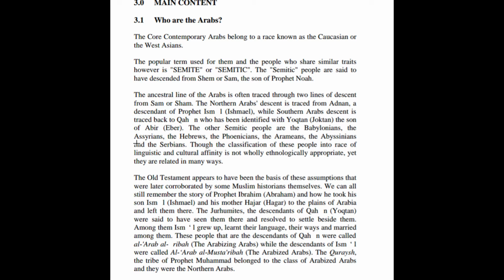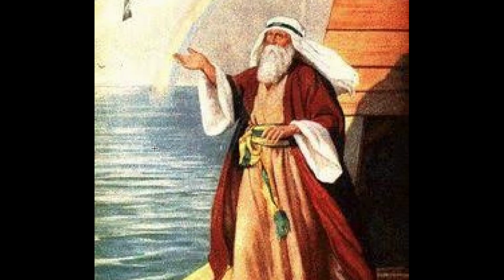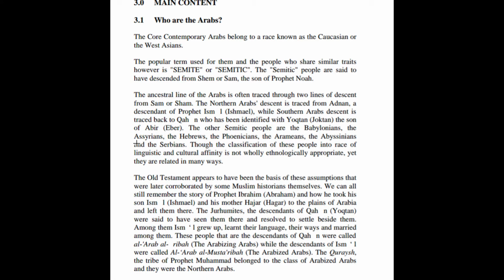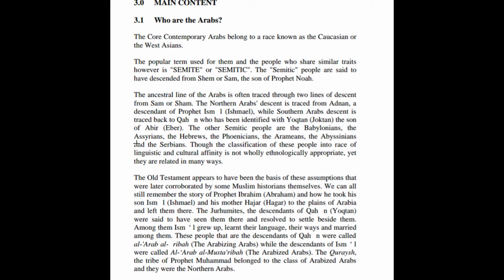The Semitic people are said to have descended from Shem or Sam, the son of Prophet Noah. The genealogy of the Arabs is often traced in two lines of descent from Shem, the son of Noah. The northern descendants are traced from Adnan, who is considered to be a descendant of Abraham through his son Ishmael. They are also known as the Adnanites. The southern Arabs' descent is traced back to Qahtan, who is identified as the Qahtanites, the son of Eber.